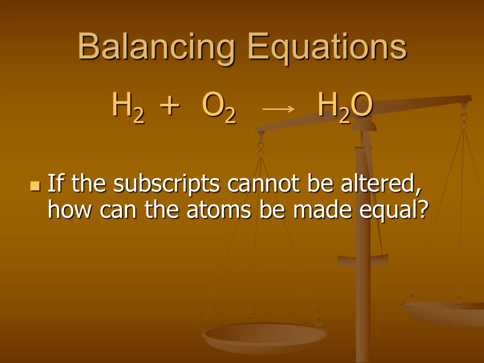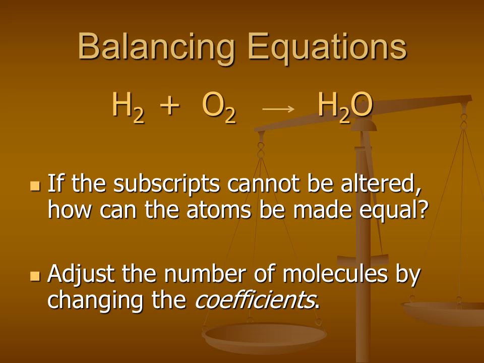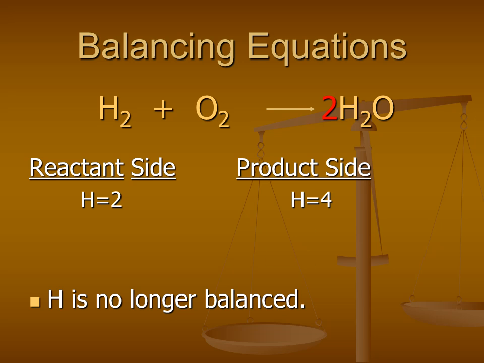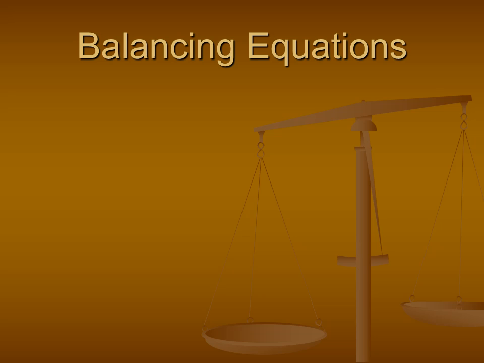Okay, so if you can't change the subscripts, then how can the atoms be made equal? Well, we can change the coefficient, the big number before the letter. So that's the big red 2. That's a coefficient. So we put a big 2 before that, which, using the distributive property, the big 2 times the 2 by the H is 4. Now our H's aren't balanced, but our O's are balanced. So now we have to go over to the reactant side, figure out what to do to that in order to make it balanced.